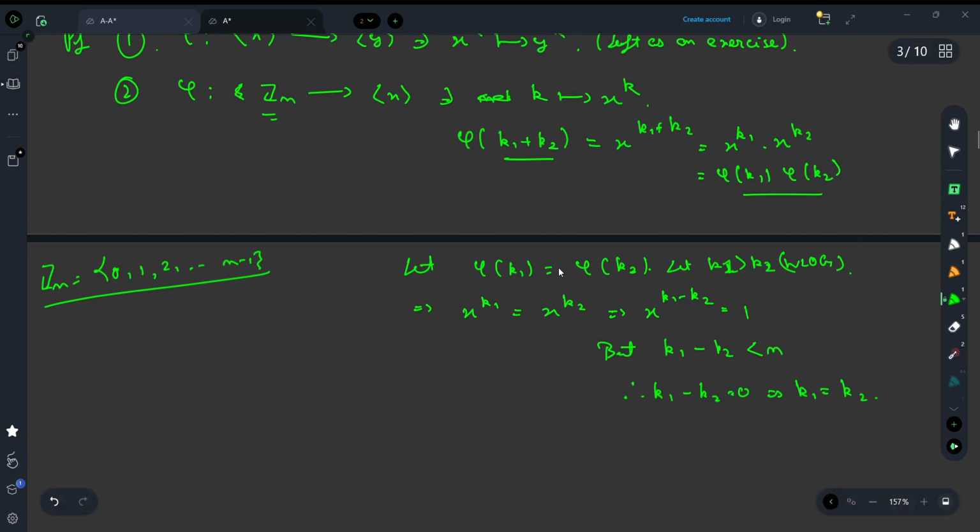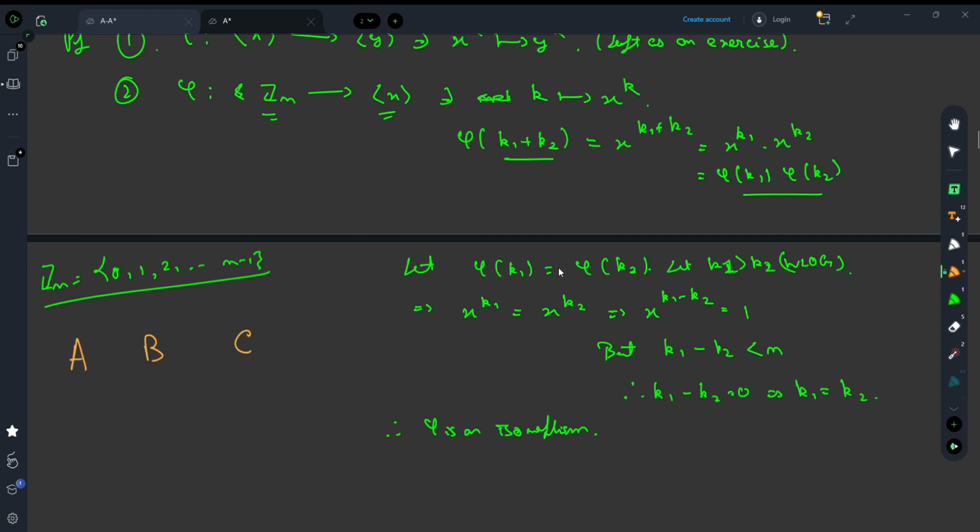What is Zn? Zn is the set of elements 0, 1, 2 till n minus 1. So it's injective. It's surjective from the fact that these are the only powers of x you get in the cyclic group generated by x, provided the order of x is n, which we have proved just back, right? Therefore, phi is an isomorphism.